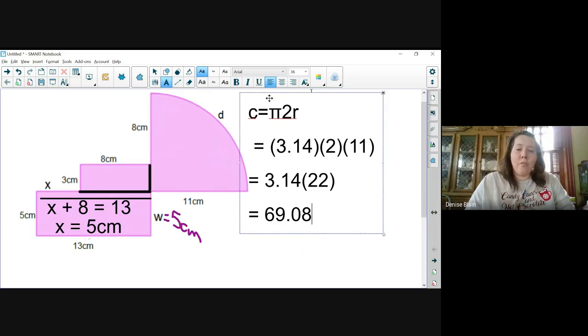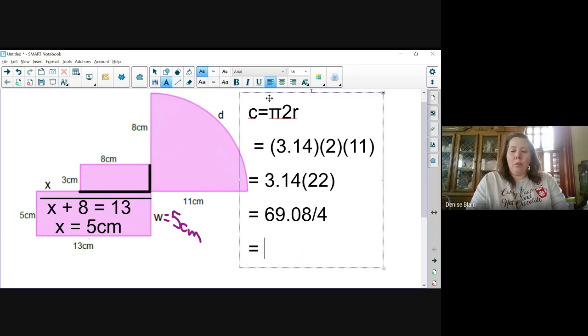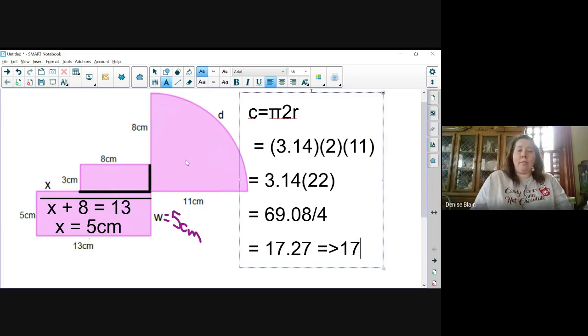I'm looking just for the circumference of the quarter circle. So I need to divide this by 4 because this is a quarter circle. Once I divide by 4, I get 17.27. And again, I'm going to round that to the nearest whole number, and that rounds to 17.